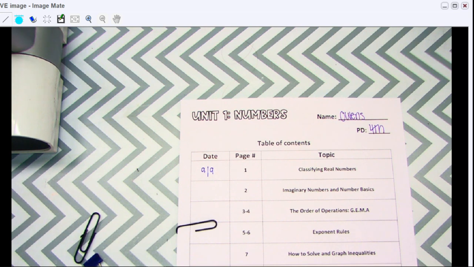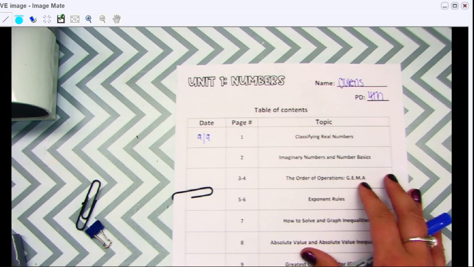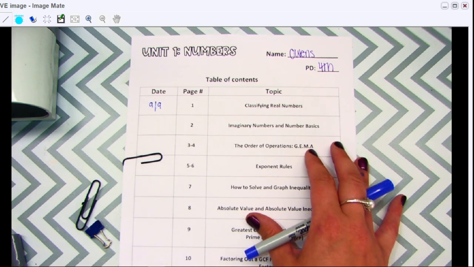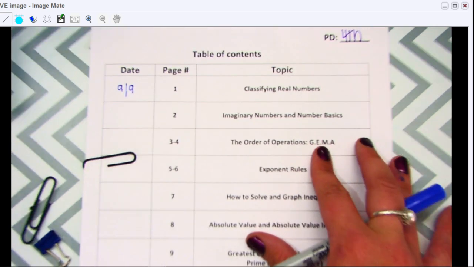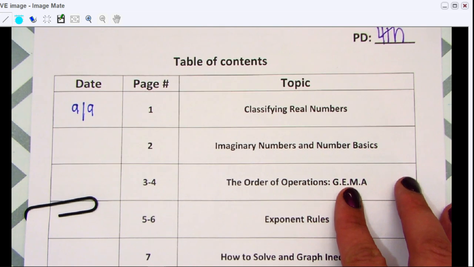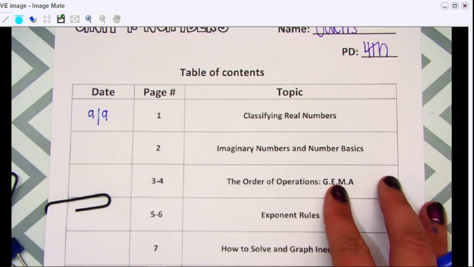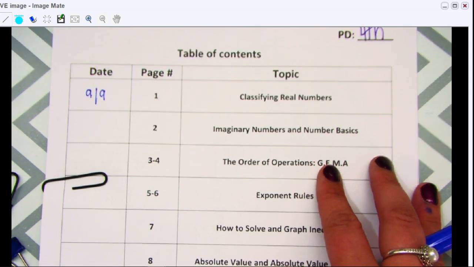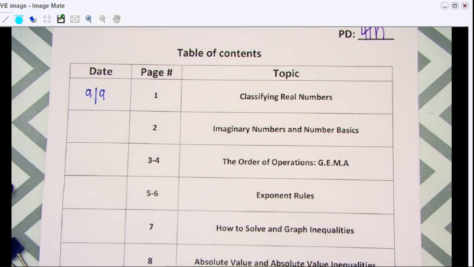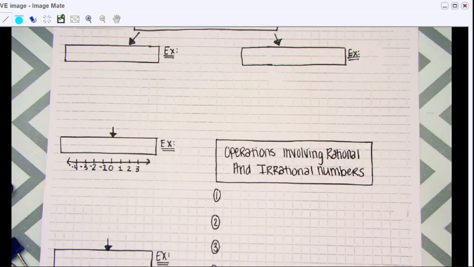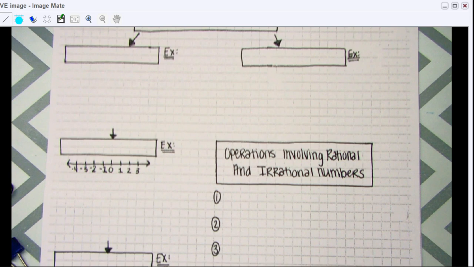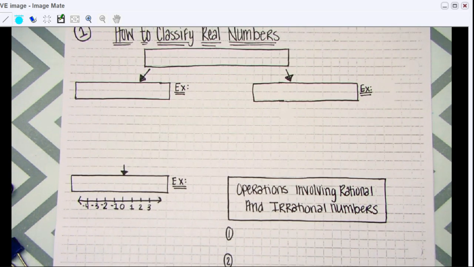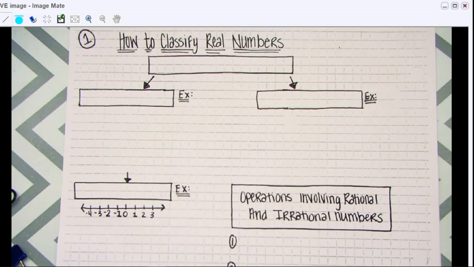Everything we do is pretty much organized into these notes. Sorry, there's a little bit of a delay. That's frustrating. Okay. So let's go ahead and get started. So let's classify some numbers. Put that down. How to classify real numbers.